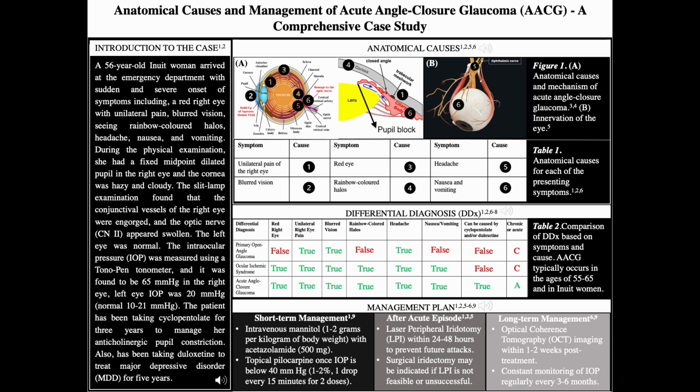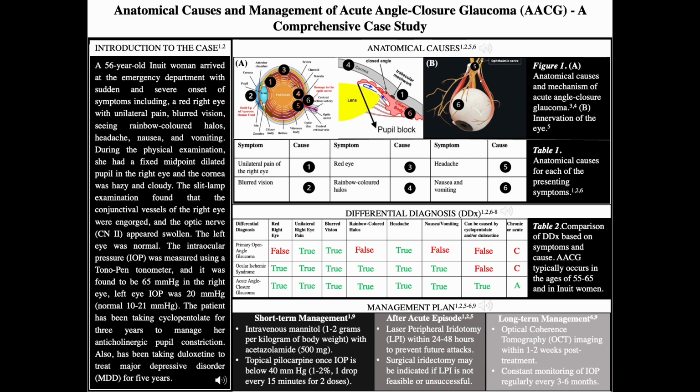Primary open-angle glaucoma is one of the most common types of glaucoma, characterized by the gradual onset of chronic progression. It often presents with symptoms such as blurred vision and elevated intraocular pressure. As you can see from the table, symptoms such as redness of the eye, rainbow-colored halos, nausea, and vomiting are not symptoms of primary open-angle glaucoma. Additionally, the acute nature of the condition does not typically align with this condition.